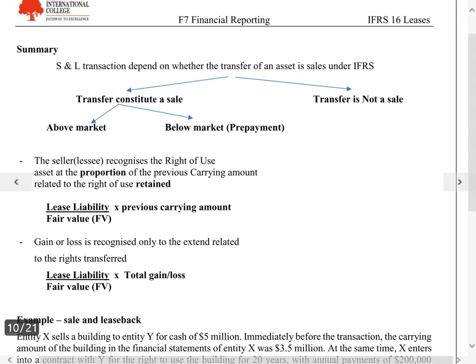So you turn to the next page. We have a summary there. If the transfer does not constitute a sale, we treat it as a financial liability. If it constitutes a sale and the proceeds are above market value, we treat the excess as financing. If it's below, we treat it as a prepayment.